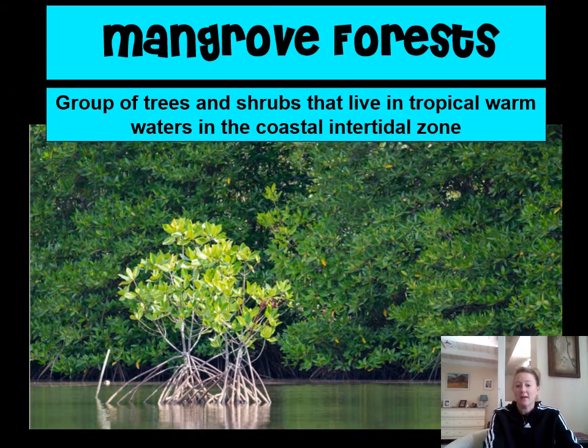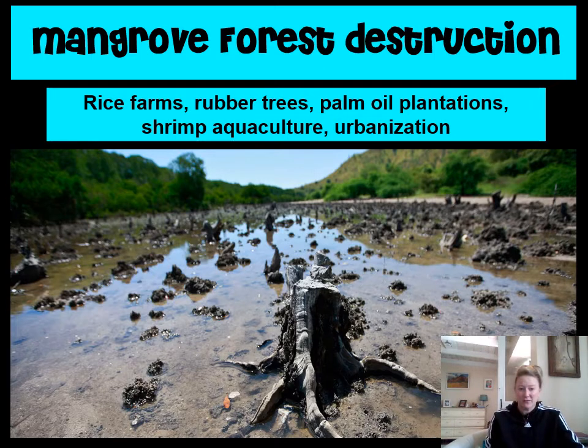You can also find mangrove forests in saltier areas. Mangrove forests are groups of trees and shrubs that live in tropical warm waters. They tend to have these root-like structures that kind of come out of the water, and they're found in coastal intertidal zones. What sucks about the mangrove forests is that they're being destroyed at very, very high rates.